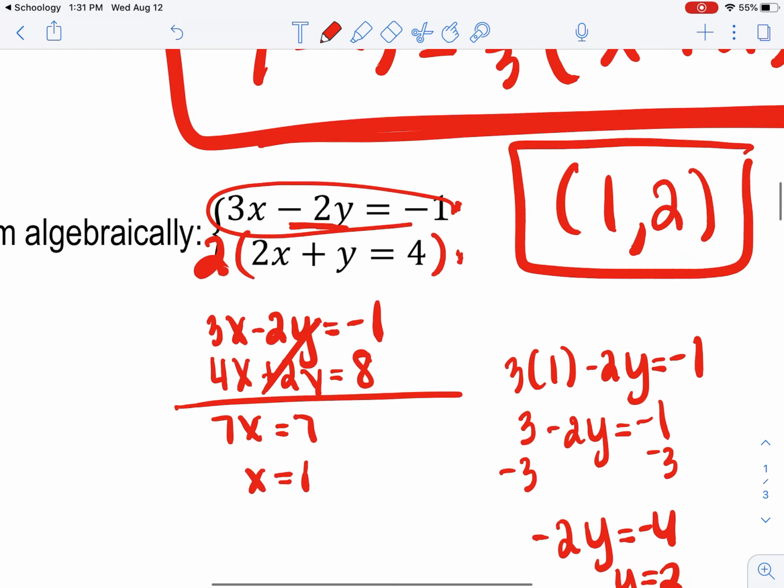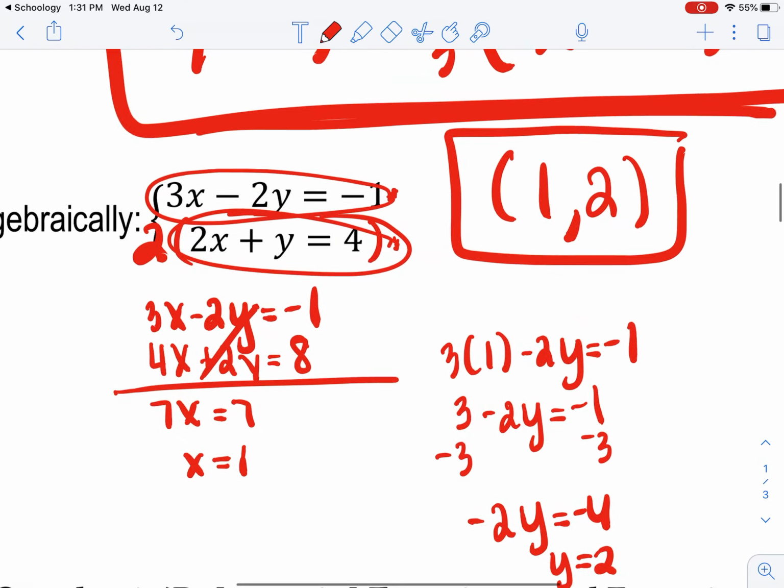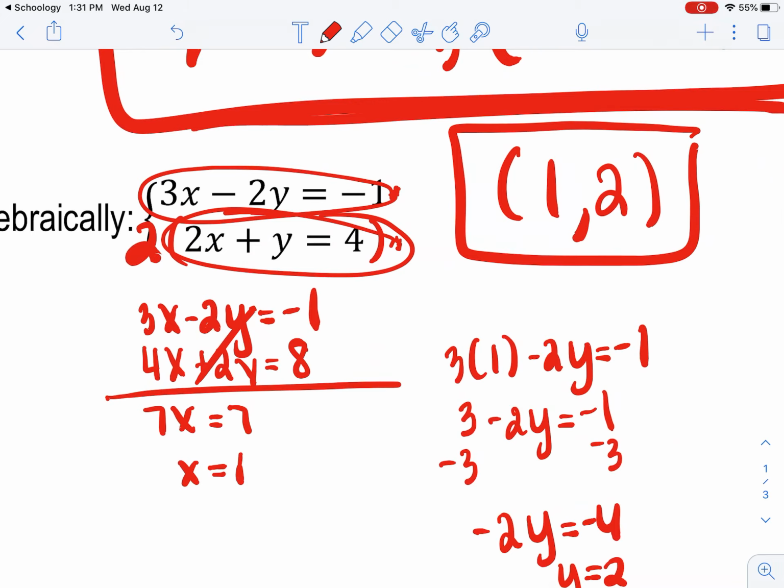Please realize that this is a line. This is a line. Solving the system means that I'm finding their intersection. This is where they intersect. You could always check your answer by plugging (1, 2) back into the equation.